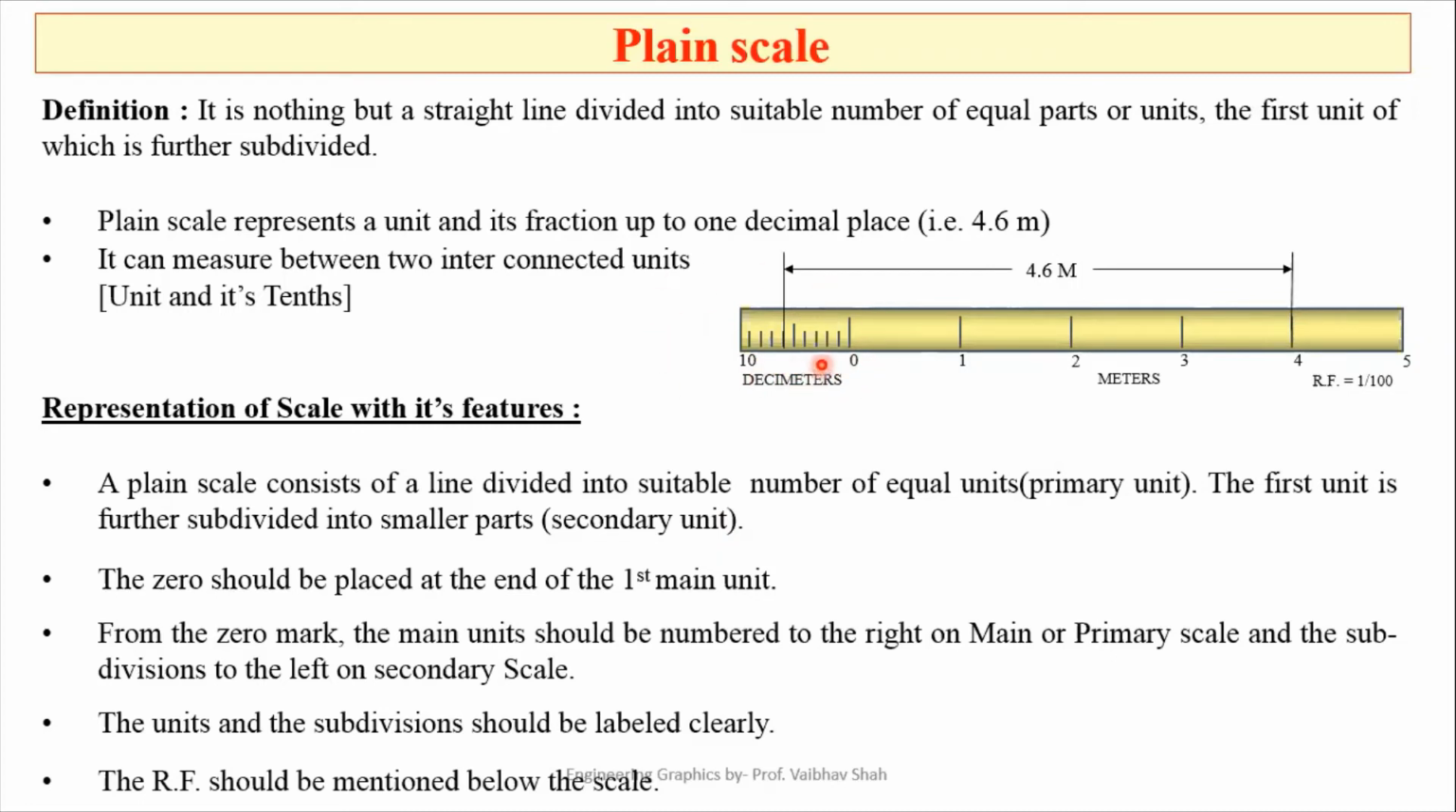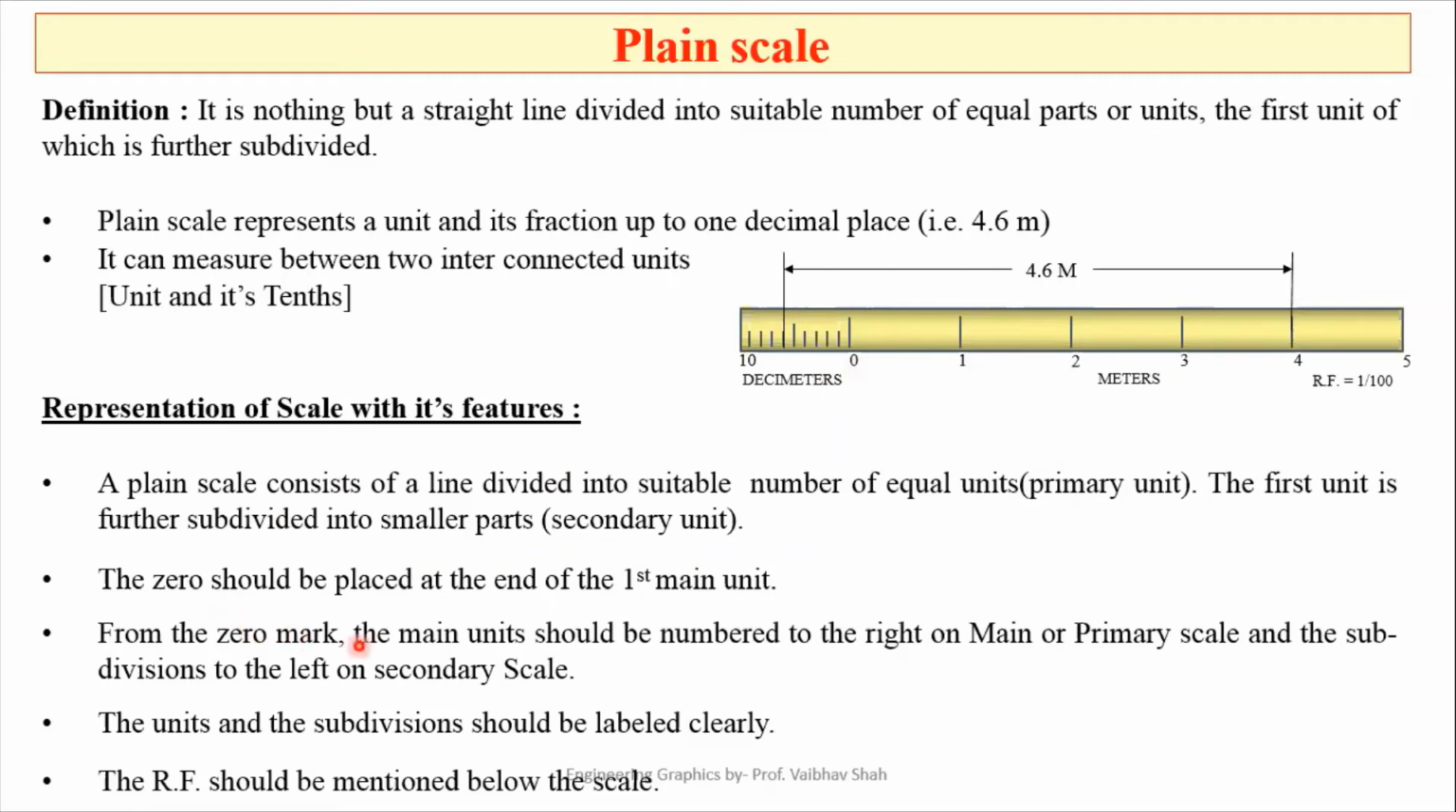These are known as your secondary unit. So this is your secondary unit, decimeter here. Now 0 should be placed at the end of the first unit. So this is your first unit, so we'll be placing 0 always after this first unit here.